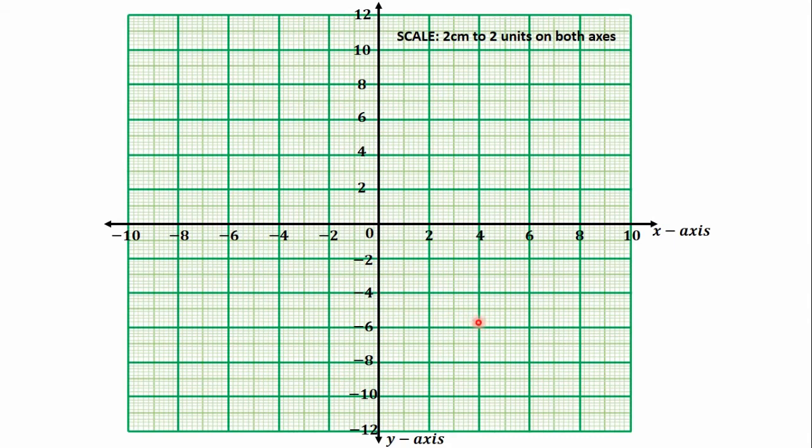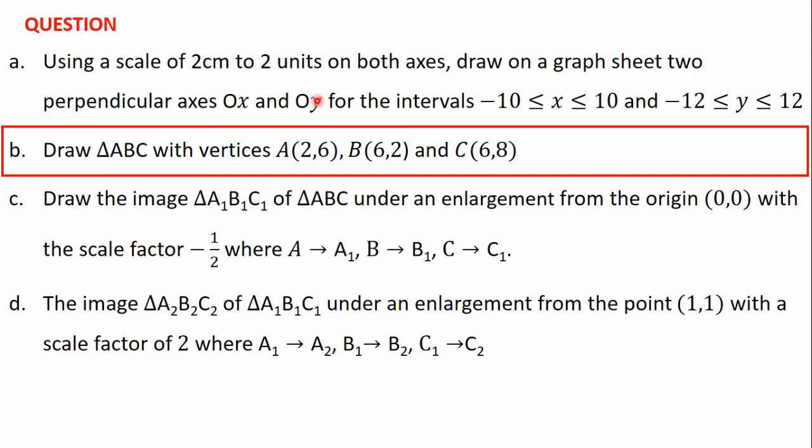So this is it. We have our graph sheet here, and this is our x-axis, this is our y-axis. We use a scale of 2 cm to 2 units on both axes. So we number the x-axis from -10 to 10 and the y-axis from -12 to 12. So we have solved the first part of the question. Let's move on to the second part.